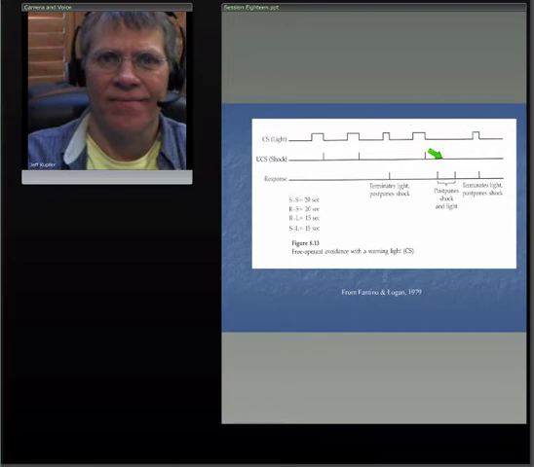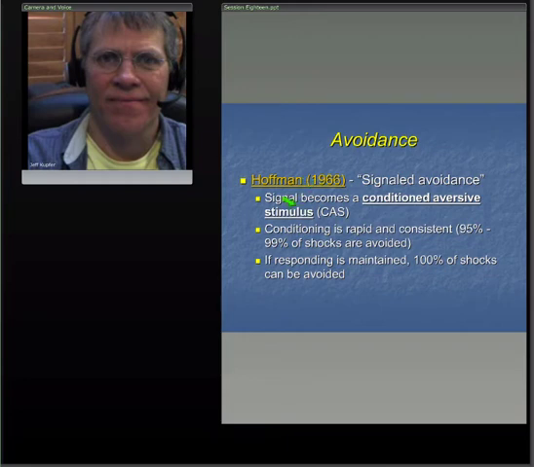And in this situation, which is a free operant avoidance procedure, we see here that this warning light, which starts off neutral, over time becomes a conditioned aversive stimulus. That is, before it does not maintain behavior, but by virtue of the fact that it's paired with shock, now you see that all of a sudden, avoidance responding starts to take place, and it starts doing so when the light is on. The light has become a conditioned aversive stimulus by virtue of this pairing operation. So let's go back and describe again. The signal, the light, becomes a conditioned aversive stimulus. And in this particular pairing arrangement, conditioning is usually rapid and consistent.